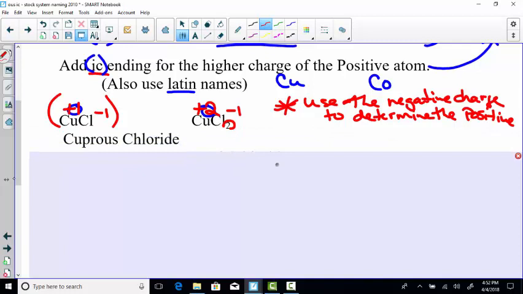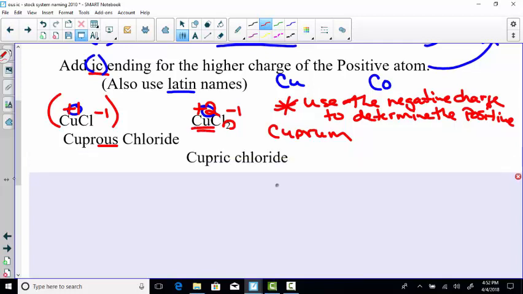So what we're going to do is take the Latin name for copper, which is cuprum, okay, and we're going to add an OUS to that ending. So this becomes cuprous chloride. And for this one, we're going to add the ic ending, so it becomes cupric chloride. Okay? So it is going to be helpful that you know what the Latin names are.